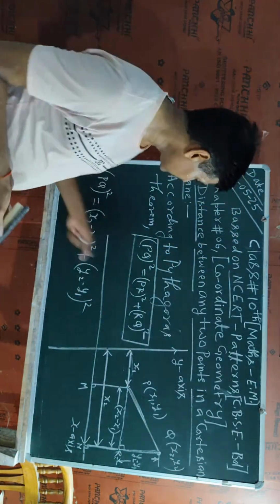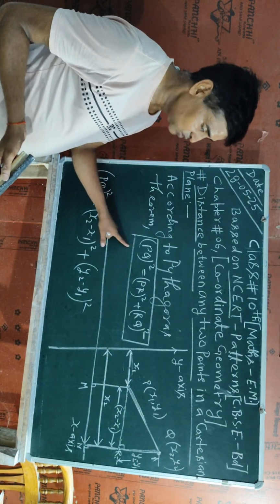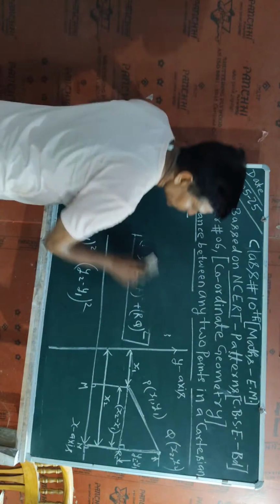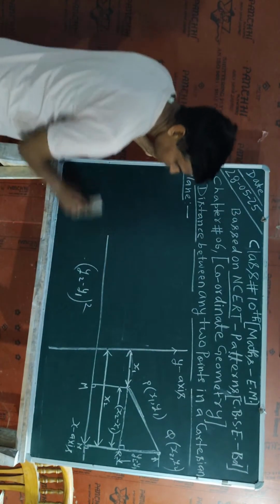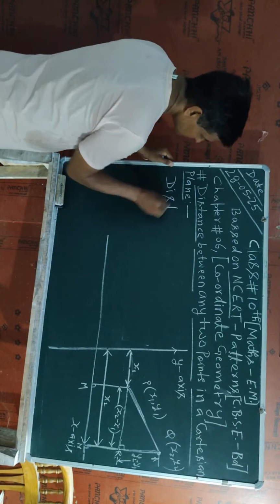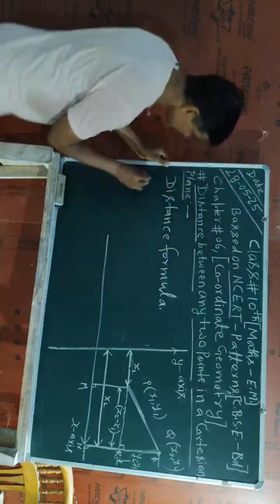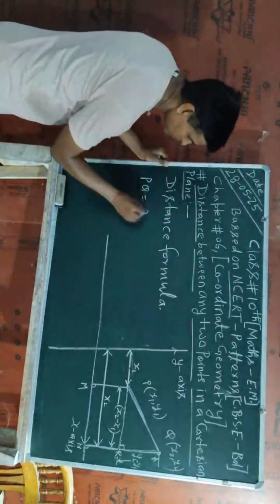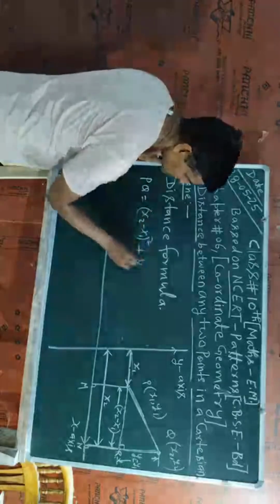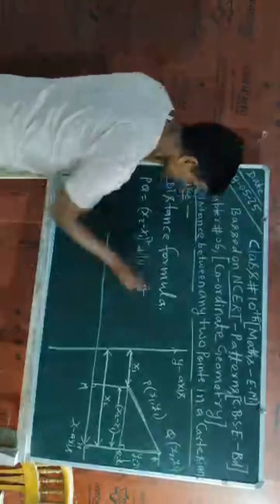Okay student, now further I am going to erase it, and after erasing I will write the systematic formula, and each and every student has to remember it. Okay student, now I am going to write the distance between 2 points, any 2 points which are given in the Cartesian plane. Distance formula I have to write here. Now PQ is equal to, and remember like this: x2 minus x1 whole square plus y2 minus y1 whole square. This is the formula.